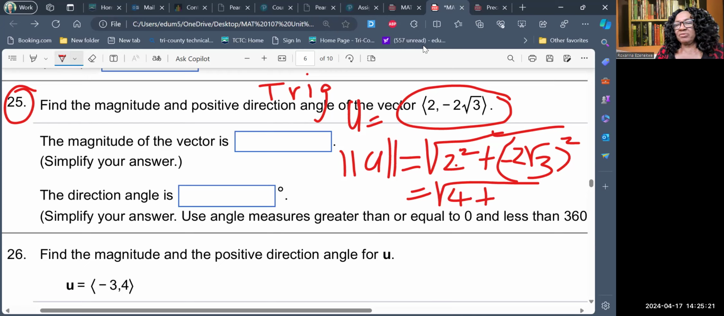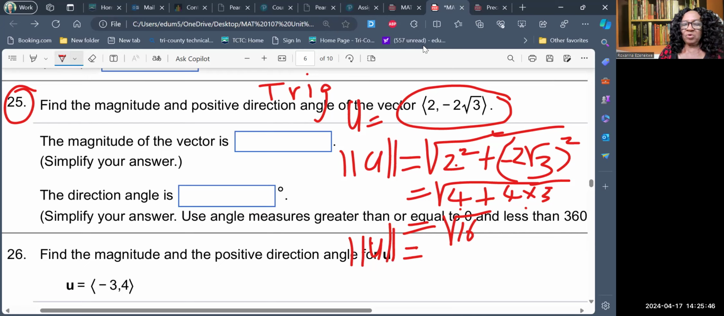-2 squared is 4. Square root of 3 squared is going to give us 4 times 3. 4 times 3 is 12. And so I have 12 here plus 4 will give me square root of 16. In other words, the magnitude of u is 4. In other words, magnitude and distance are the same. So the magnitude of vector u, or that vector, is 4.